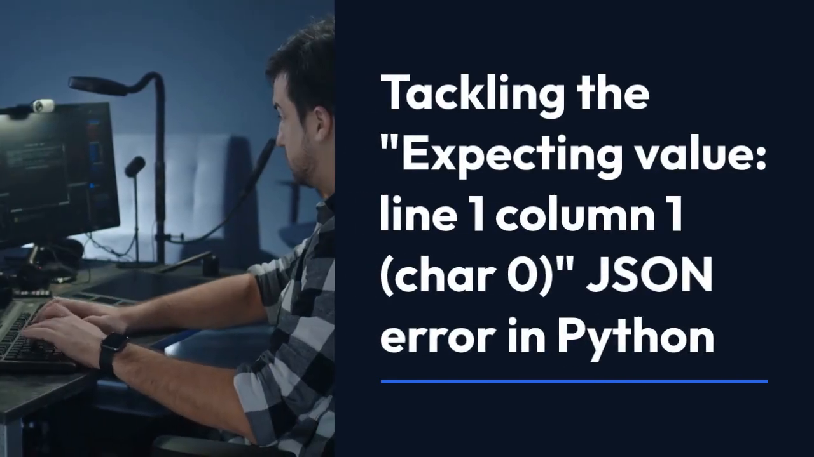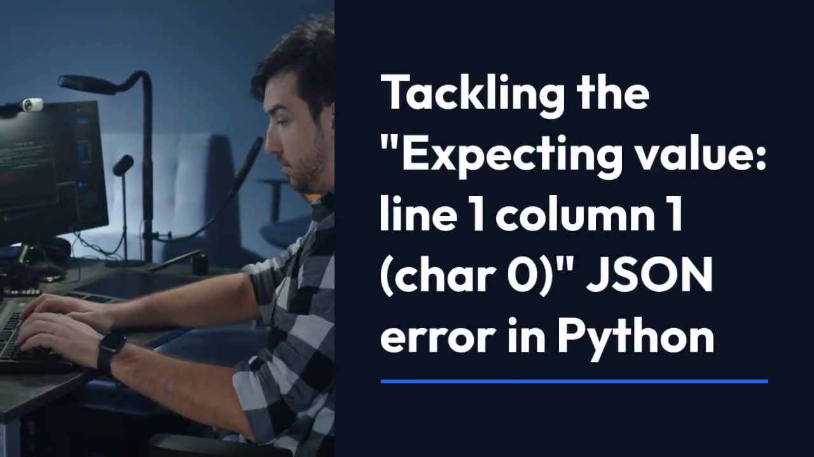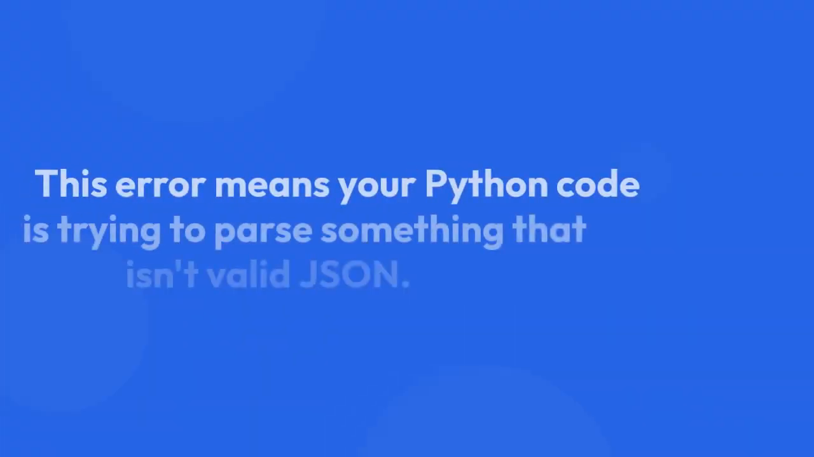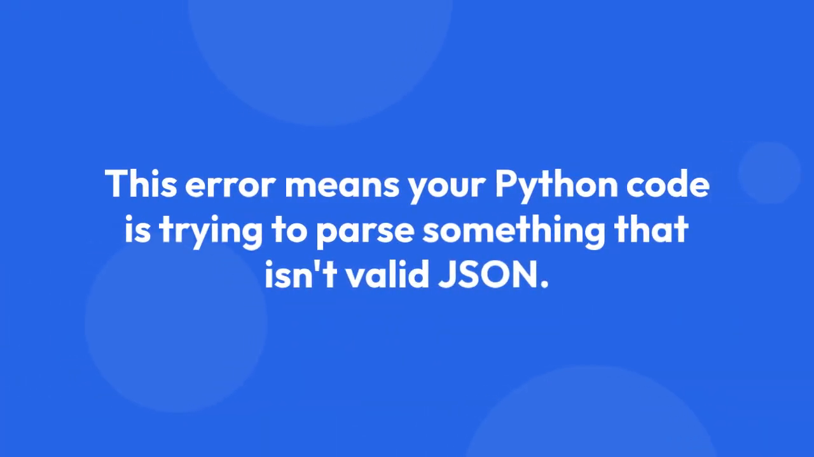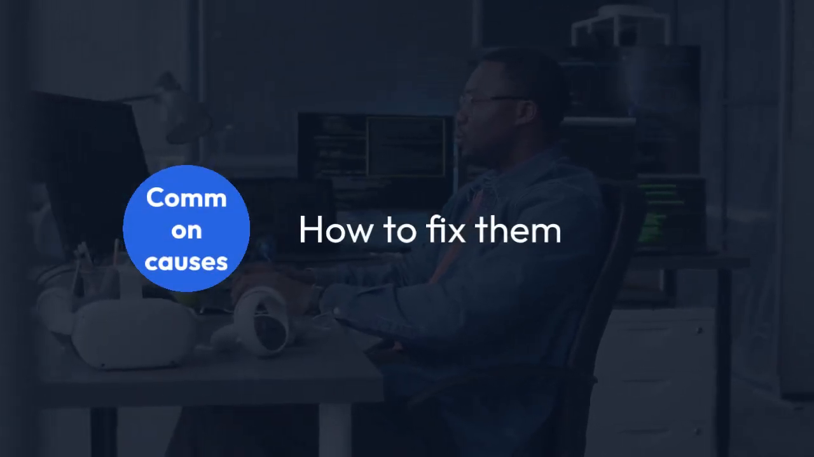Let's tackle that frustrating "Expecting value: line 1 column 1 (char 0)" JSON error in Python. This error typically means your Python code is trying to parse something that isn't valid JSON. Here's a breakdown of common causes and how to fix them.